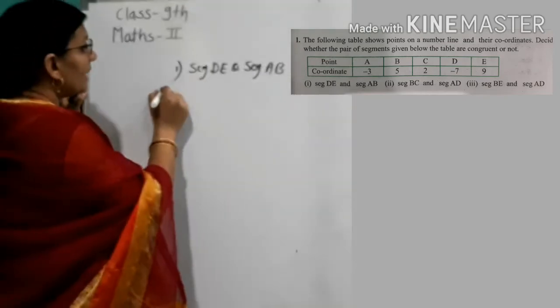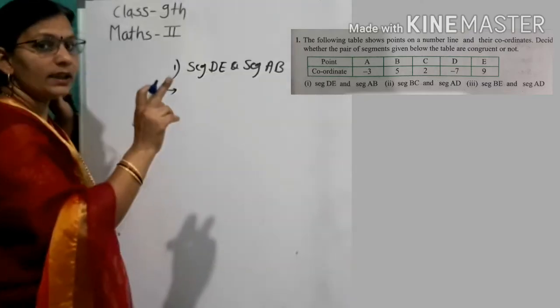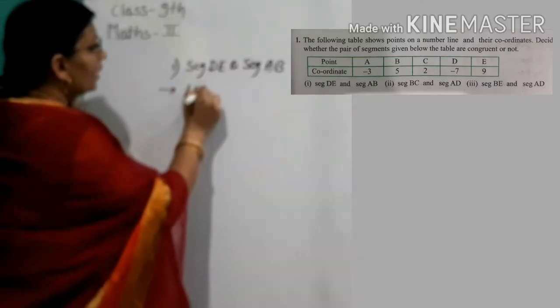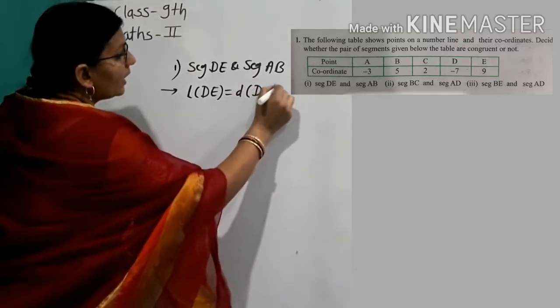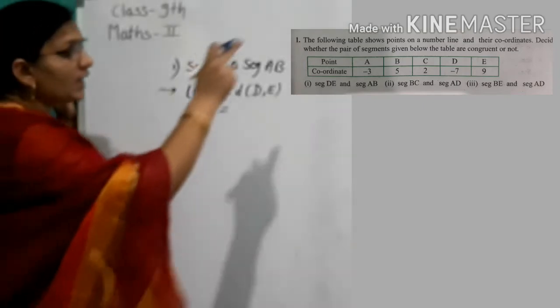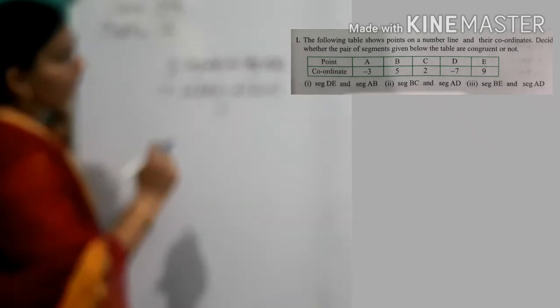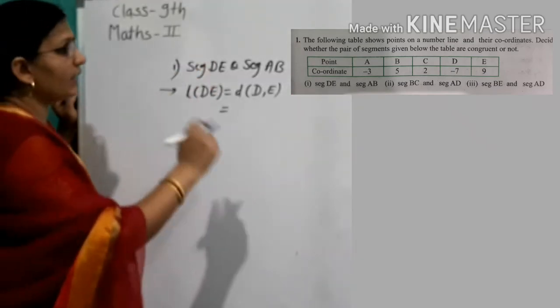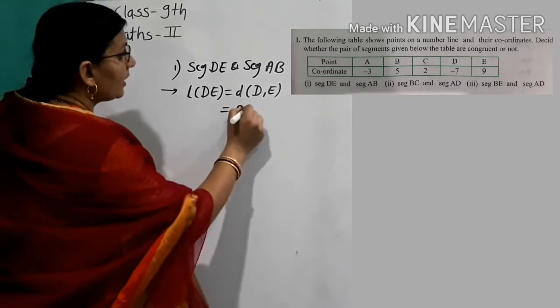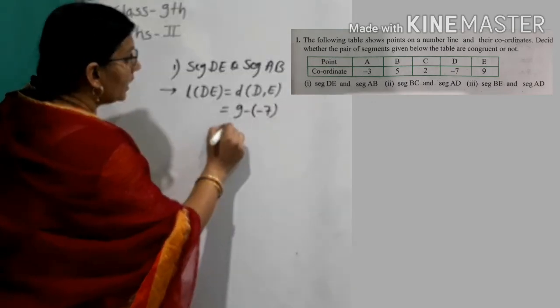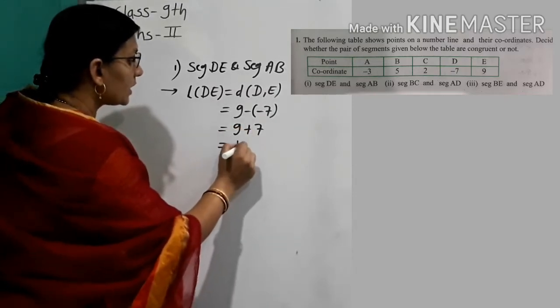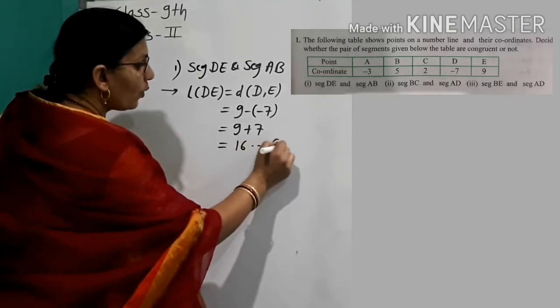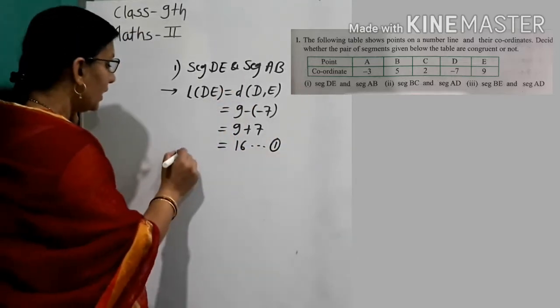First of all, find the length of DE. Length of DE equals the distance between point D and E. Here the coordinate of D is -7 and the coordinate of E is 9. Here the greater coordinate is 9. Therefore, 9 minus -7 equals 9 plus 7 equals 16. That is number 1.